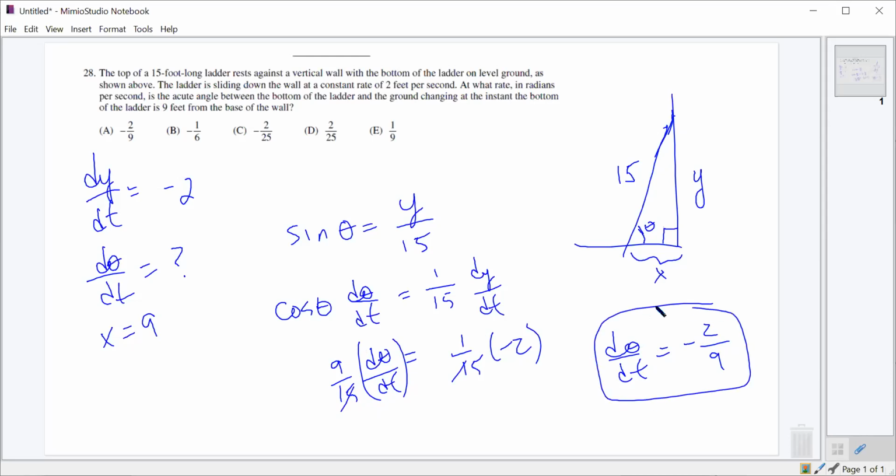And ladder problems like this show up fairly often, not every year. So it's possible you might see something like that. Does that make sense, everyone? Everyone good there? Okay.